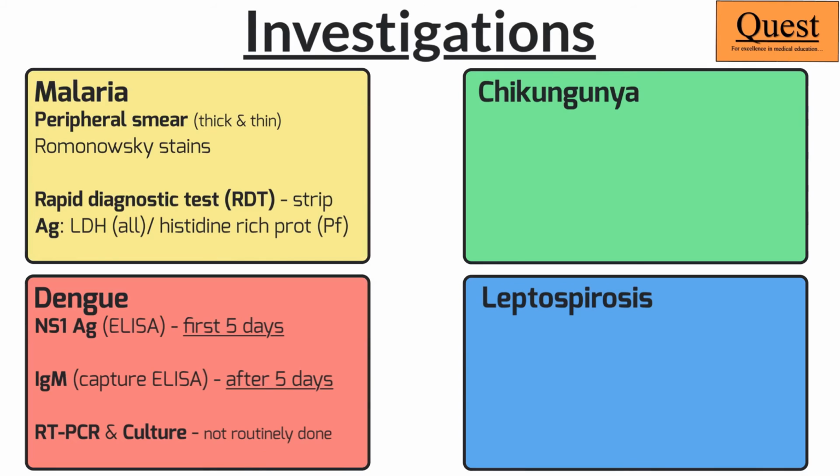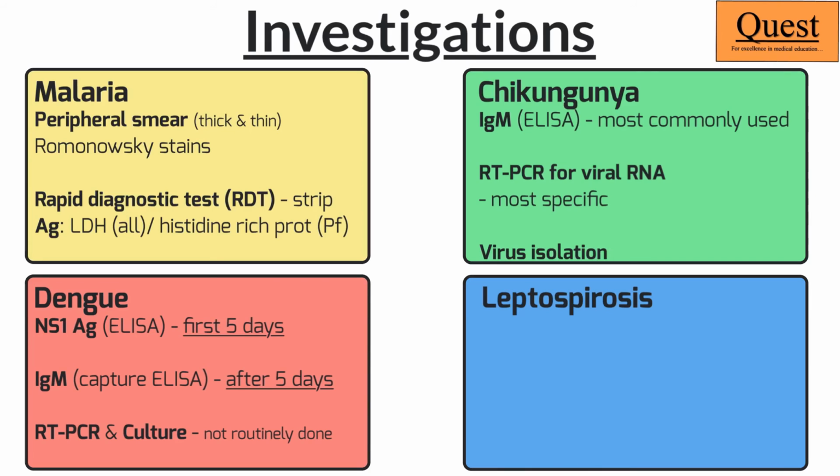Dengue can be diagnosed using NS1 antigen test. This is an ELISA based test and the limitation here is this is positive only in the first 5 days. After first 5 days of fever are over, I would typically look for an IgM capture ELISA, and this test is positive from the 5th day onwards right up to the 2nd month. There are other tests for dengue known as the RT-PCR or the culture test, and both of these are not usually done.